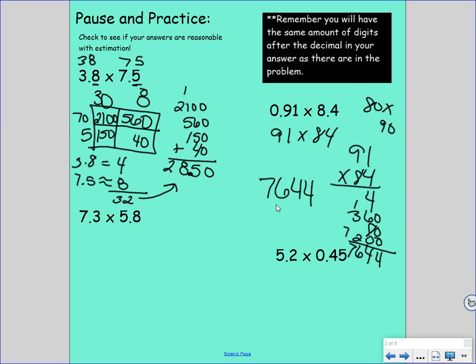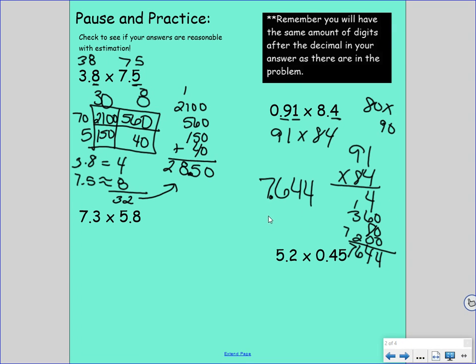And now I need to put my decimal in, so I go back and I see 1 digit here, and I see 2 digits here. So that's 3 digits after my decimal. That means my decimal is going to go all the way up here, and the answer is 7 and 644 thousandths.